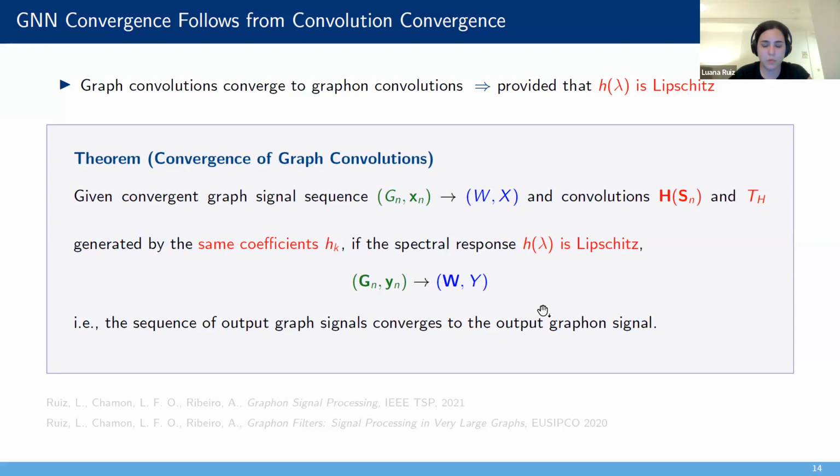So, even though this result is not trivial, it is also not unexpected that graph convolutions converge to Graphon convolutions, provided that their spectral response, which I have not defined here, but I'm happy to discuss in more detail offline. But the spectral response, you can think, is essentially the effect of the graph convolution on the eigenvalue spectrum of the graph. So if this function is continuous, then we can show convergence of these graph convolutions.